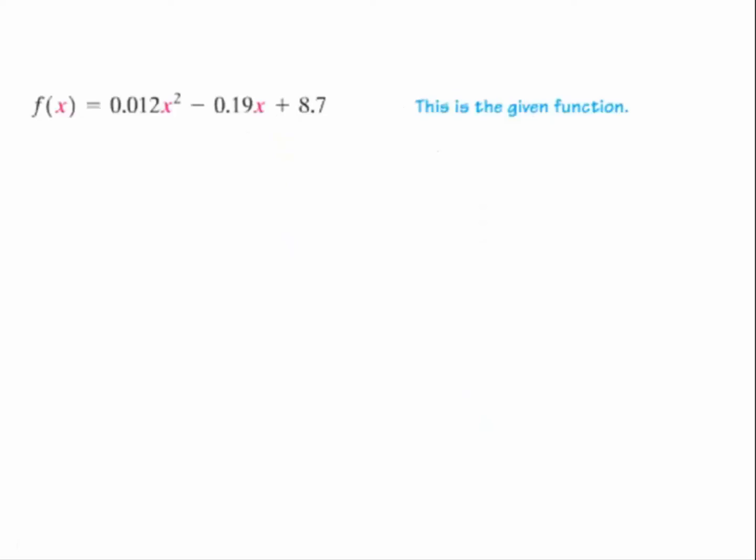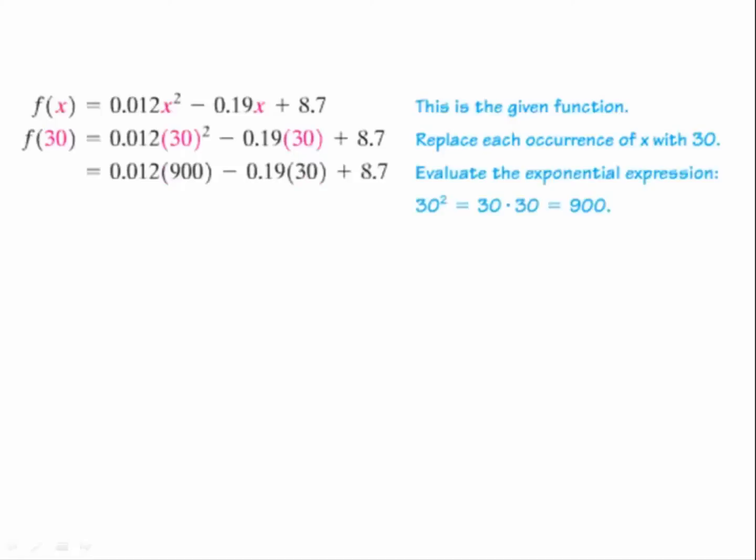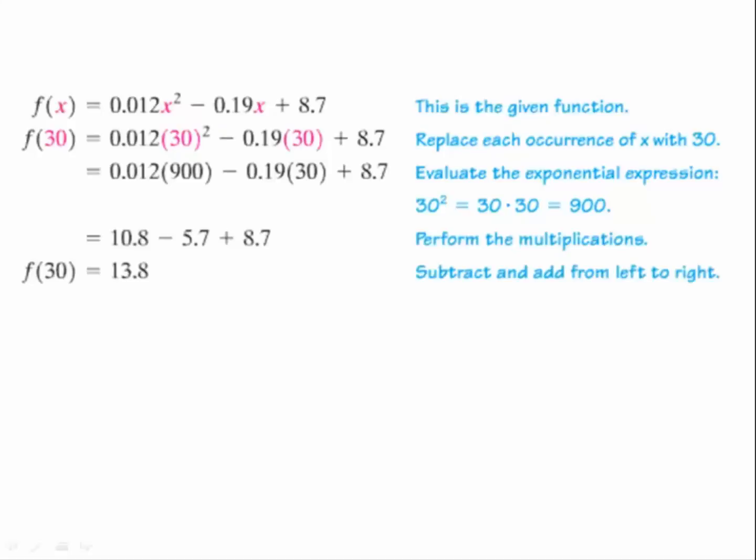So let's look a little bit more in depth at this example. We have our original function. We're going to input 30. So everywhere we see an x, we substitute a 30. Now we follow the order of operations. We have to square first, and 30 times 30 is 900. Then we multiply. Next we subtract and add, and we get 13.8. So f of 30 equals 13.8. If we were to write this as an ordered pair, when x is 30, the function is 13.8.